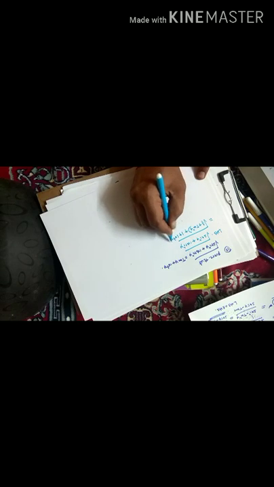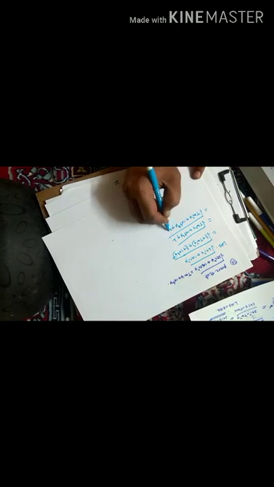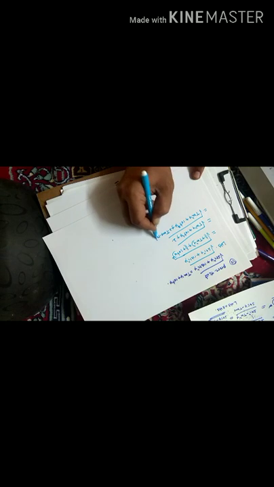Under root of sec square theta, I can write it as 1 plus tan square theta, plus cosec square theta, I can write it as 1 plus cot square theta. So you open the brackets, you will get tan square theta plus cot square theta plus 1 plus 1, you will get 2. So I can write this as tan square theta plus cot square theta plus 2 into tan theta cot theta. Why did I write 2 into tan theta cot theta? Tan theta and cot theta is 1, again you will get 2 only.